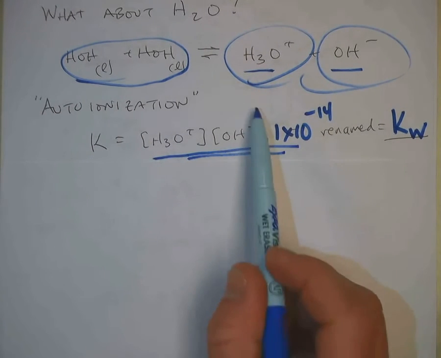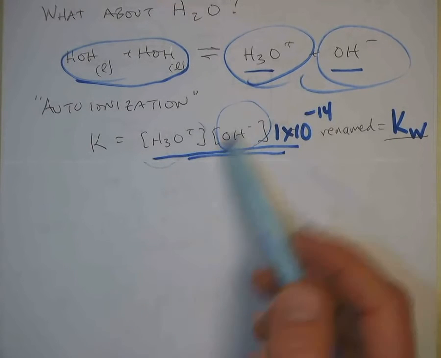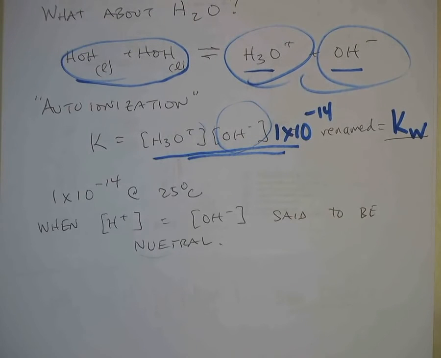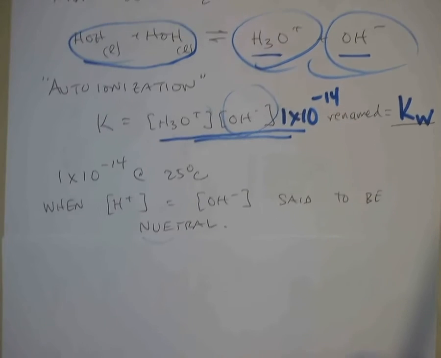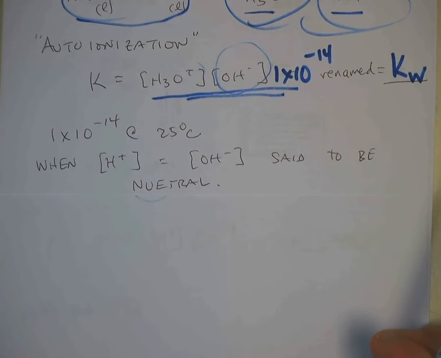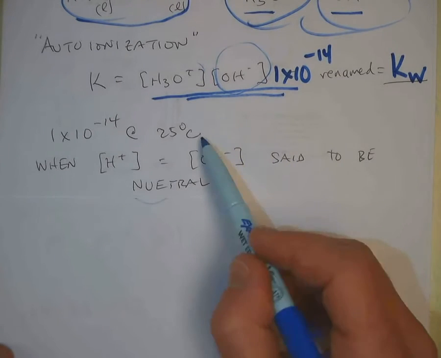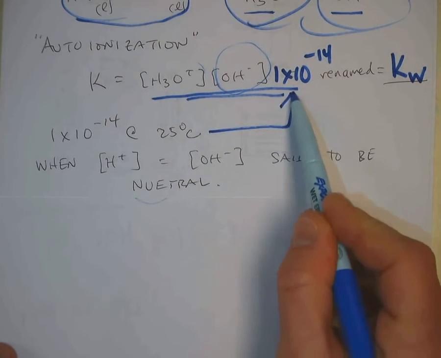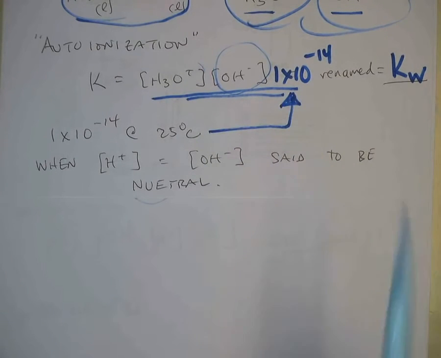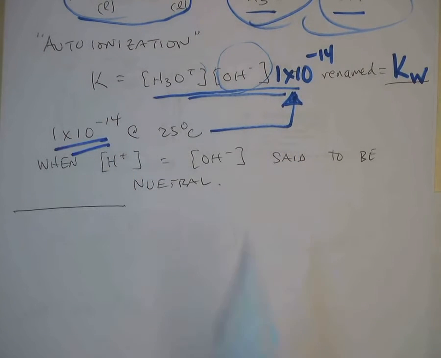And if you know the OH-, you can find the H+. A solution is said to be neutral when the H+ and OH- are equal to one another. This happens in just plain old water. One other thing to know too is that this 1 times 10 to the negative 14th is true at 25 degrees Celsius. But remember, the only thing that can change the K value is the temperature. So if we raise the temperature to, say, 40 degrees Celsius, now Kw will equal something else.